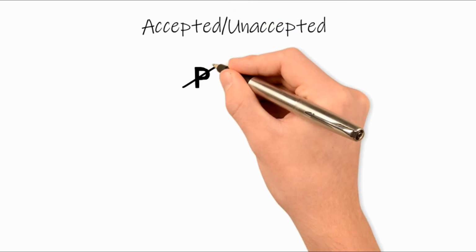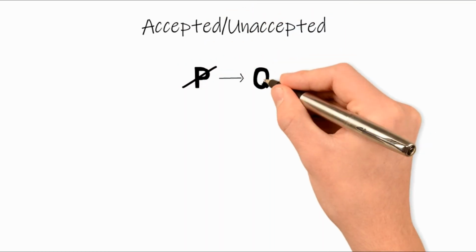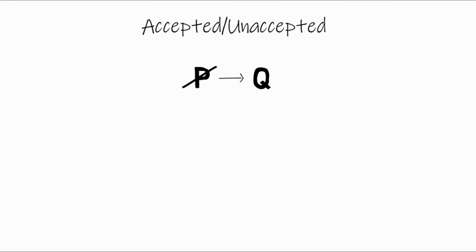The other one starts with the antecedent negated and the consequent not negated, and that looks like this. If P is not accepted, then Q is accepted. And we take the contrapositive the same way. We reverse the two variables. We negate both variables. In this case, not P is negated and becomes P. Q is negated and becomes not Q. We form the conditional and we're good.